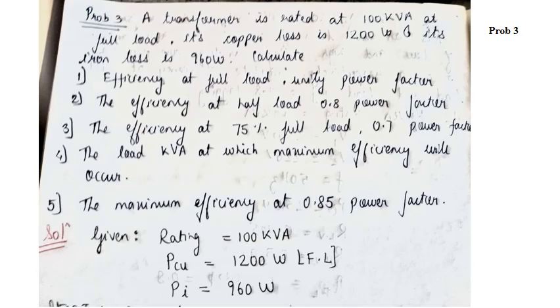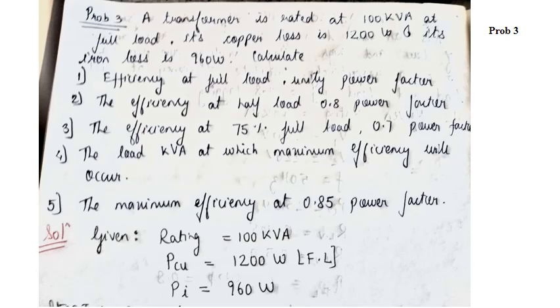We are just given with the rating and the copper and the iron losses. First thing that we need to calculate is efficiency at full load. Full load means automatically n will become equal to 1. Unity power factor means cos phi equals to 1. Second part, we need to calculate the efficiency at half load. That means what will be the value of n? n will be 0.5 and power factor is 0.8.